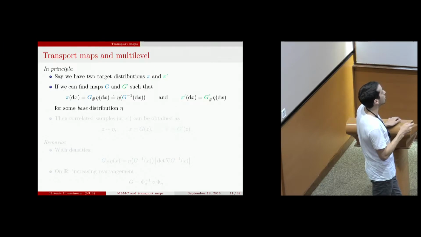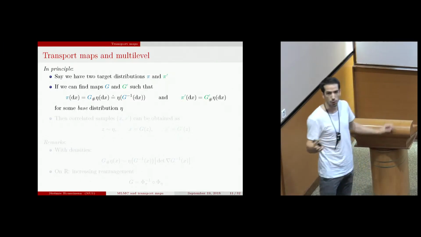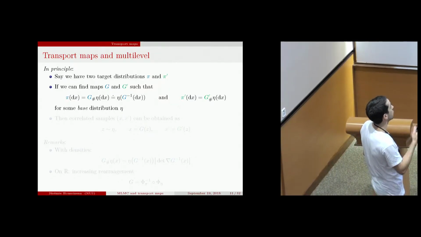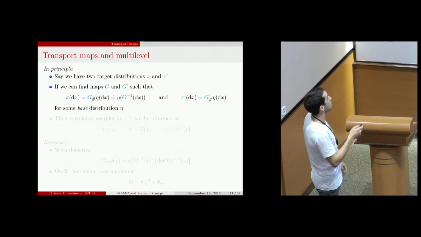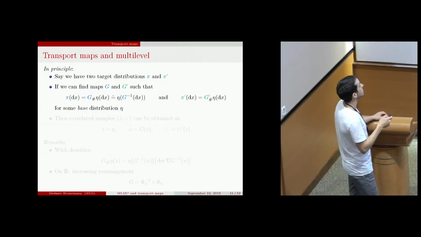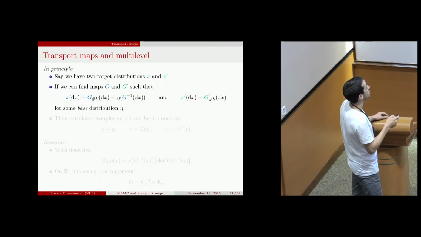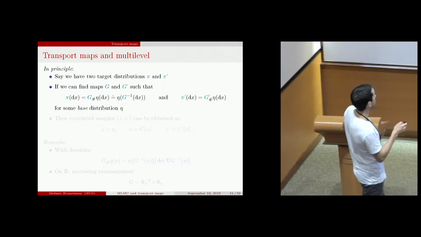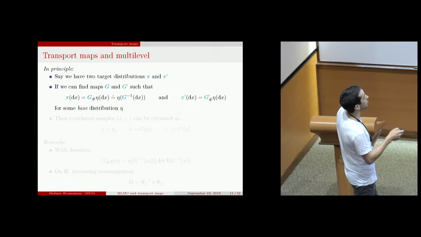we select some base distribution, eta. The really basic thing to do is just to take a standard normal of the right dimension, the same dimension as the target distribution. And so the transport map in this case is the map G, such that the push forward of this probability measure eta is the target distribution. In this case, the push forward takes a very simple form. It's just the inverse image. And so we want another transport map, this time corresponding to pi prime.